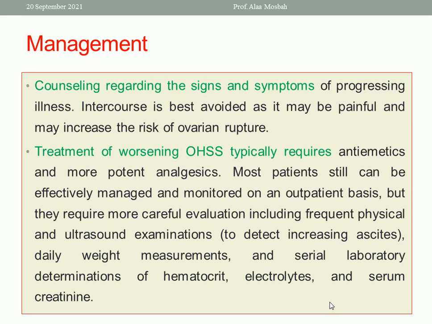Counsel your patient about the symptoms and signs of progressing illness. Instruct the patient to avoid intercourse because it may be painful, and also it is hazardous because it may cause ovarian cyst rupture. Treatment of worsening ovarian hyperstimulation syndrome requires antiemetics and more potent analgesics.